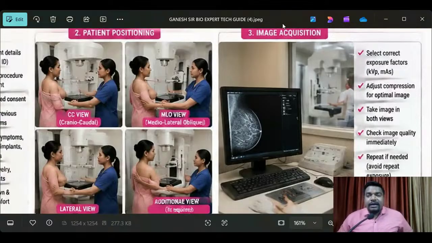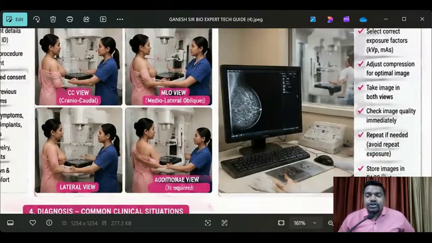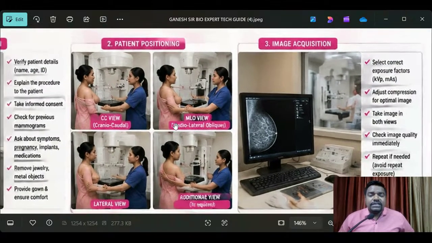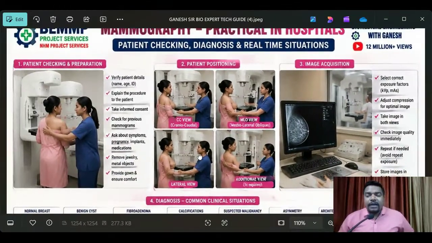Now take images in both views, check image quality immediately, and repeat if needed. Avoid repeat exposure, and store images in the PACS system. Okay, it is going to be stored via PACS. I hope you got it. For image acquisition, I'm giving very pinpoint information, and that is the reason I brought it very clearly.